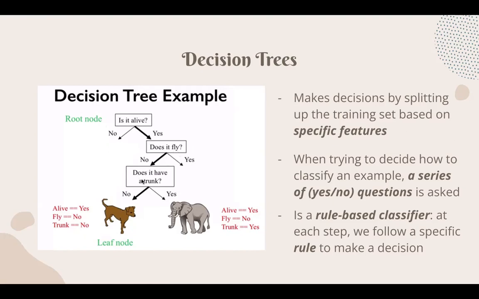And then from no, it goes to, does it have a trunk? And then from no, it tells you what animal it is. These two are called the leaf nodes. Here you have a dog and an elephant, so our leaf nodes are the dog and the elephant. It is a rule-based classifier. At each step we follow a specific rule to make a decision. So here we are implementing the rules in order for the model to make a decision.